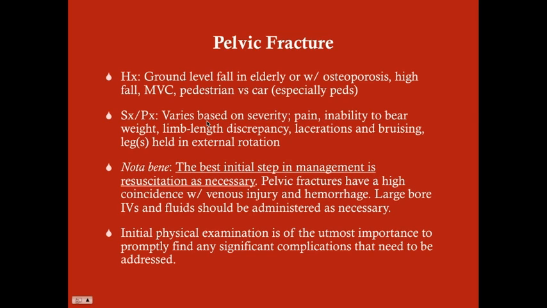You may also see the legs held in external rotation, and as was previously mentioned, that's just due to the fracture and to the ligament problems that can result from that fracture. It's not able to hold the femur in its normal place. The femur just naturally will rotate out externally. A limb length discrepancy can also indicate a pelvic fracture, and then of course lacerations and bruising, which are nonspecific signs of trauma.